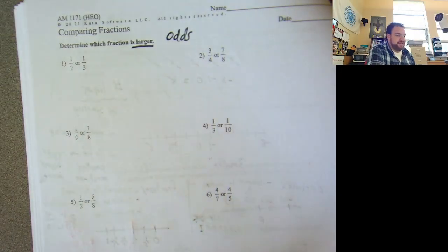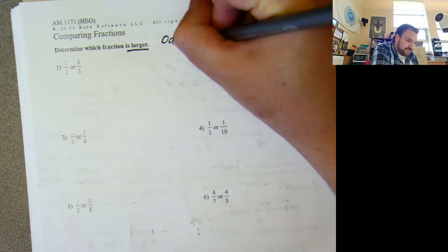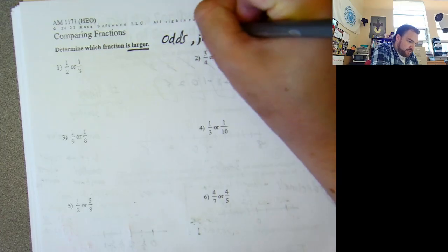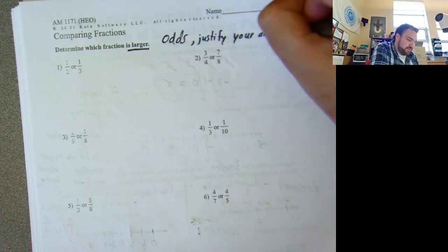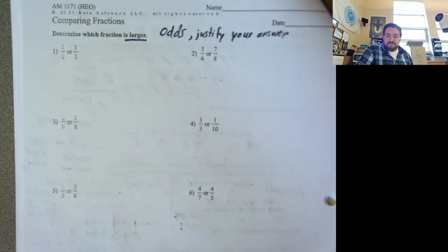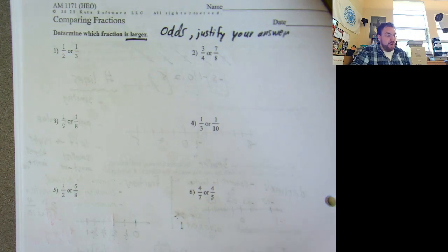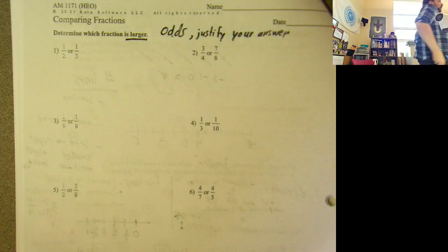I don't want you just to give me the answer. I want you to justify your answer. Give me proof on the page as to why the one that you've chosen is the larger of the two. I'll float around. Help where needed. On your marks, set, go. Give you a couple minutes. Take a look at this. Which of every pair is the larger? Justify it.